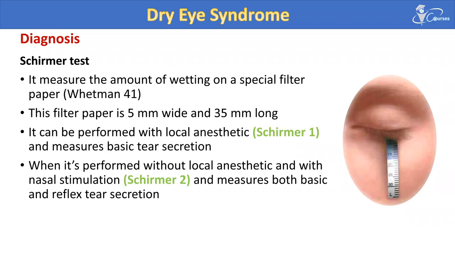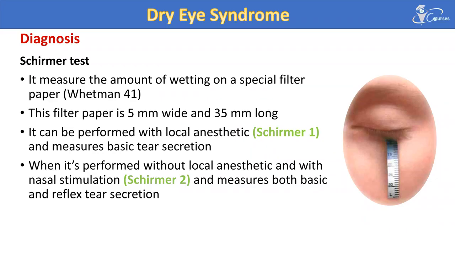There are two types of this test. One is conducted with local anesthesia. It's called the Schirmer-1 test, and this will indicate the basic secretion. Because when you put this Schirmer paper in the conjunctival sac, it will cause some irritation to the cornea, so it will cause reflex lacrimation. If we put local anesthesia, we will counteract this reflex, or cancel this reflex lacrimation. We are only testing the basic lacrimal secretion. It's called the Schirmer-1.